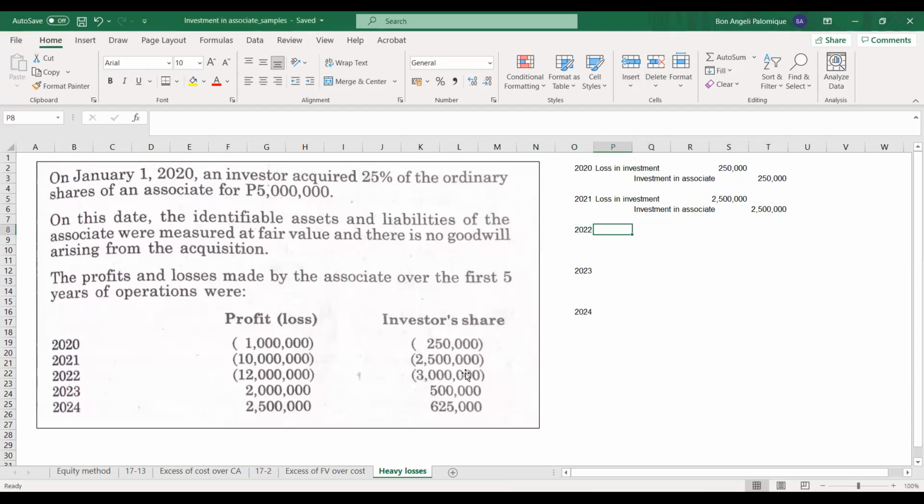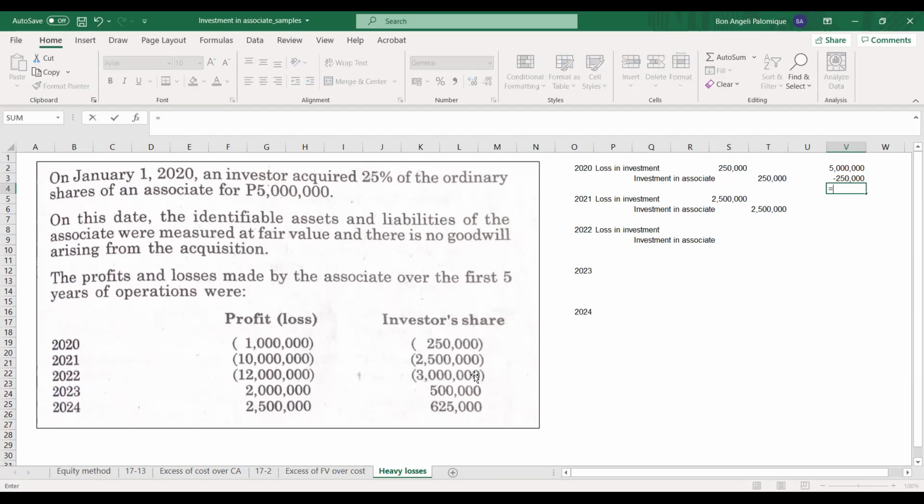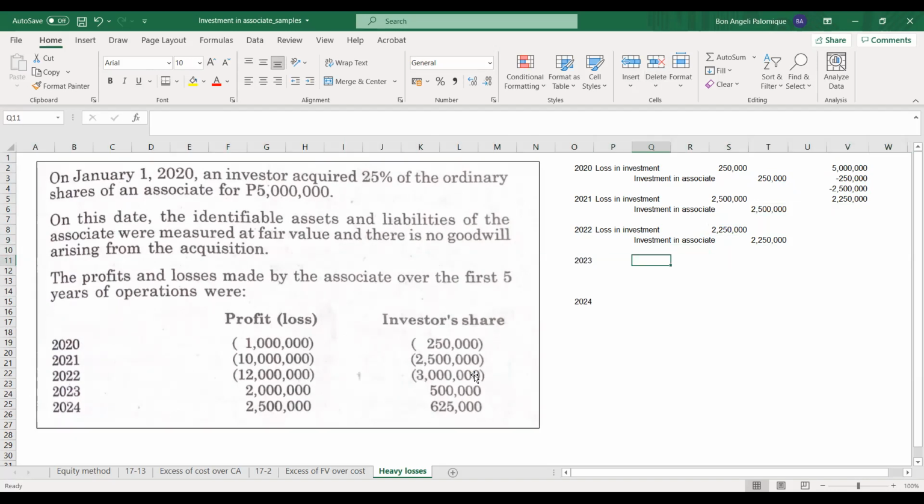So in 2022, may loss ulit na 3 million. So, kailangan mo lagi i-revisit kung kaya pa ba nung ating 5 million na carrying amount. So, 5 million less 2,500,000, less 250,000. So, ang natitira na lang is 2,250,000. So, hanggang dun mo lang pwedeng i-record yung loss, kasi hindi siya pwedeng mag-exceed ng iyong carrying amount. So, 2023, nag-gain na siya na 500,000.